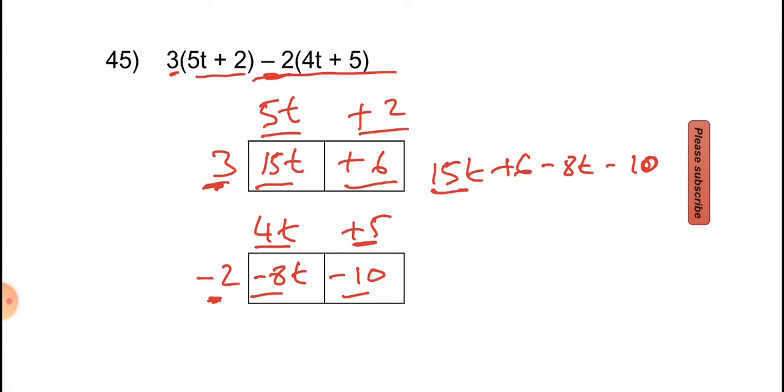So now 15t minus 8t is 7t, and plus 6 and minus 10, so 6 take away 10, which is minus 4. So I've got 7t minus 4 as the final answer.